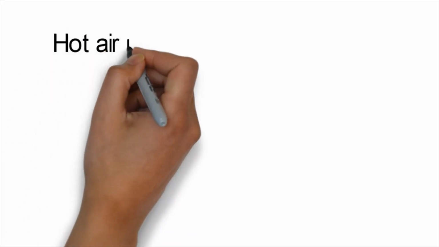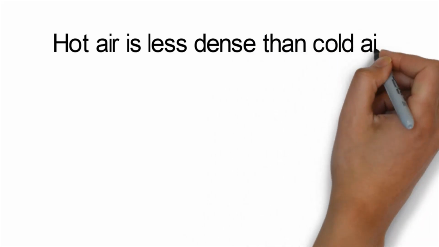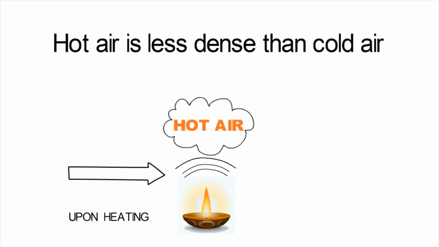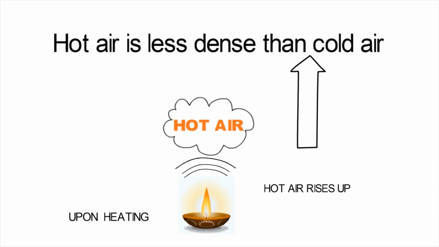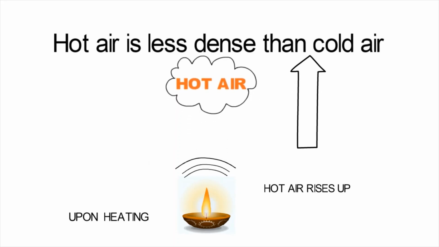Let's try and understand. The main reason is that hot air is lighter or less dense than cold air. As a result, when the lamp is lit, the air above it becomes hot, and since the hot air is lighter, it rises up, while cold air stays below it and takes its place. The working of a hot air balloon is based on this concept.